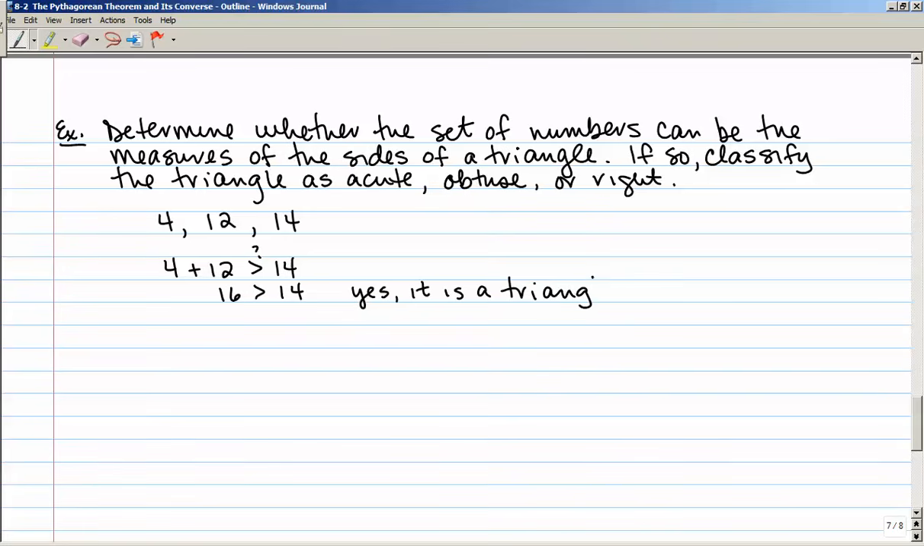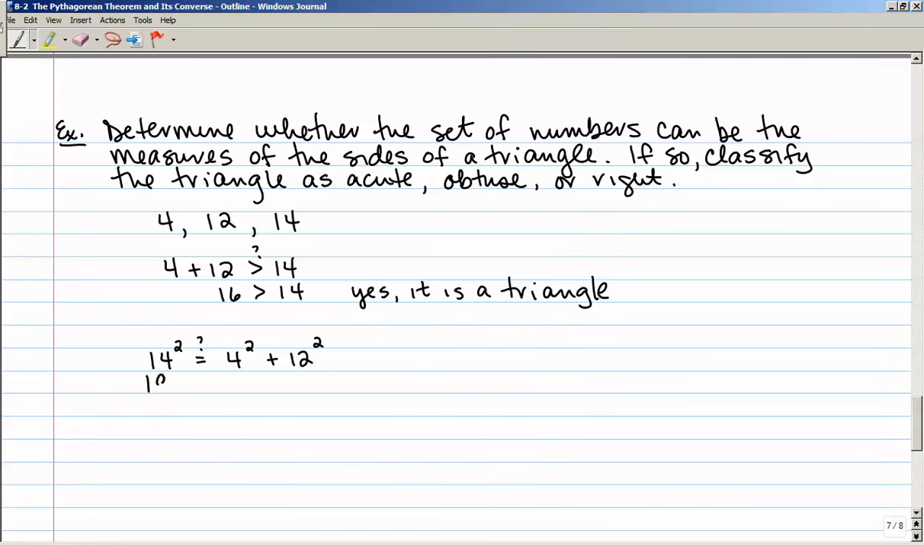Now we need to determine if it's an acute triangle, obtuse triangle, or right triangle. So let's try it in the Pythagorean theorem. The longest side is 14, so that would be equivalent to my C. So is 14 squared equal to 4 squared plus 12 squared? If it is, then it's a right triangle.